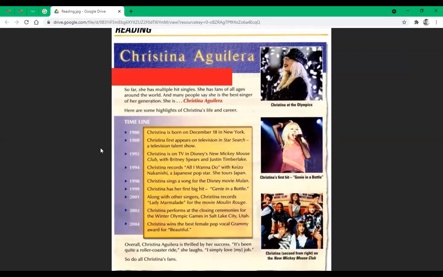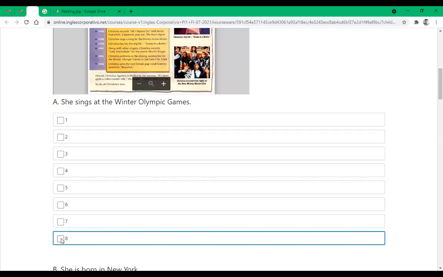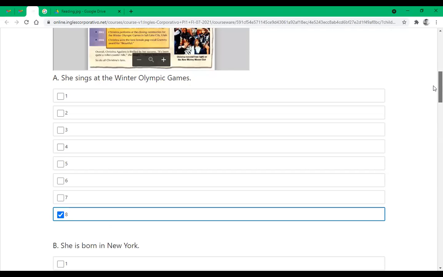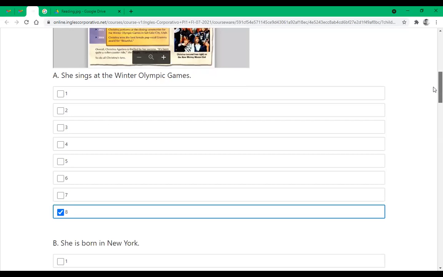Can you find the answer? Number 7. Let's count: 1, 2, 3, 4, 5, 6, 7. Along with other singers, Christina records Lady Marmalade for the movie Moulin Rouge. Is it number 8? Number 8: Christina performs at the closing ceremonies for the Winter Olympic Games in Salt Lake City, Utah. So the answer is number 8. As you could see, we didn't need to read the whole article just to find out where she sings.